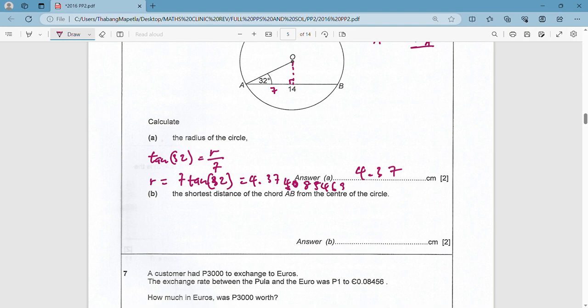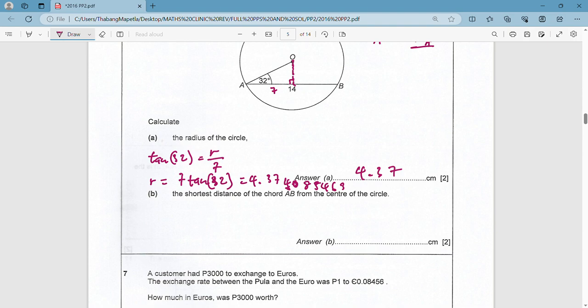I'm sorry, this is a wrong working. This working is for number B, and I'm sorry about that, fellows. We have to transfer it down, because it says the shortest distance of the chord AB from the center. This is the shortest distance, the one I have marked from the center here going down to the chord. It is the one I should have used that working for.